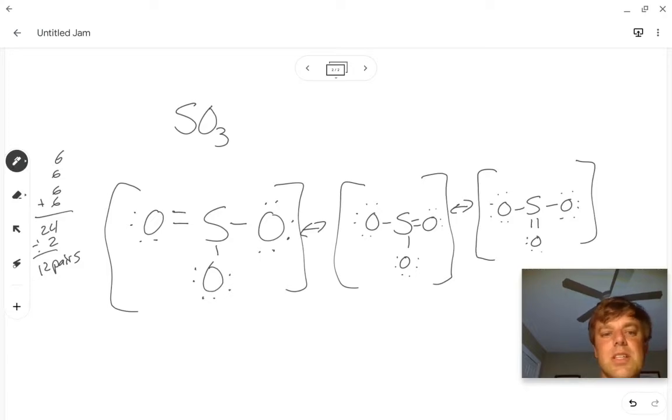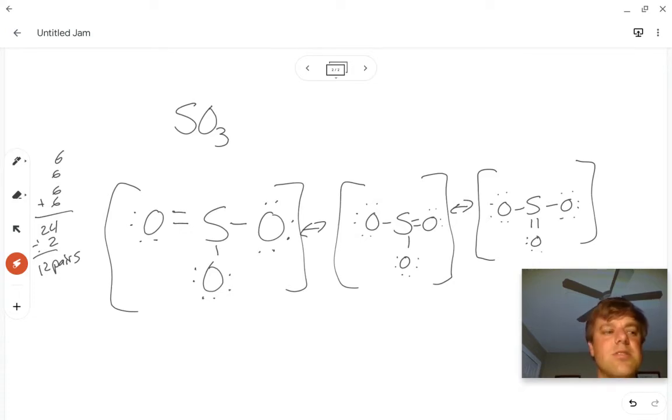Now, I do want to also point out to you there is a difference between SO3, sulfur trioxide, and sulfite, SO3 with a -2 charge, because you may notice from yesterday's worksheet, we didn't draw this resonance structure. We had an extra pair of electrons to put right there on top of the sulfur, which, as we'll learn soon enough, gives it a different shape.